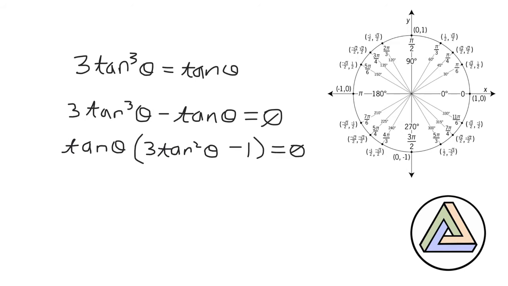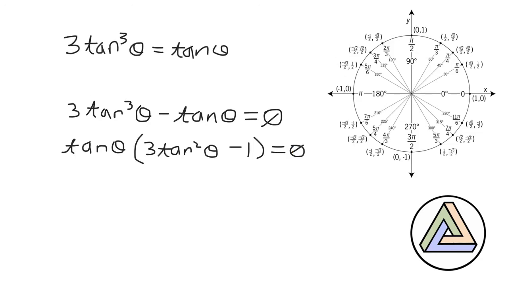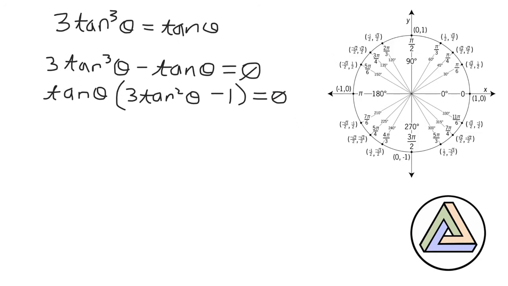And that lands us in a similar situation as the last problem, where you just have some number times another number equals 0. If this whole thing equals 0, then it would be 0 times whatever this is. So you could then, of course, set up 2 separate equations. The first equation would be tan theta equals 0, and the second equation would be 3 tan squared theta minus 1 equals 0.